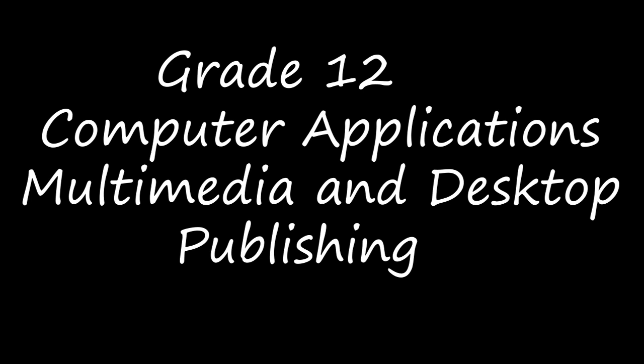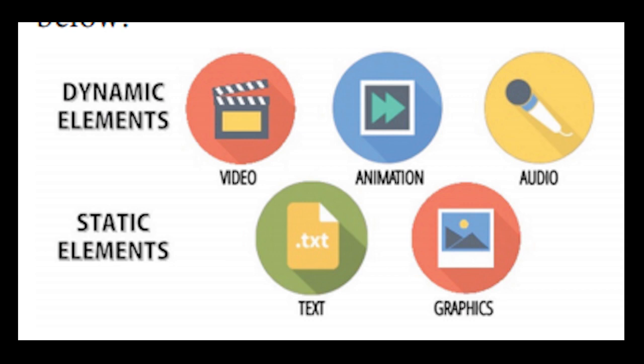First chapter is multimedia and desktop publishing. We saw what is multimedia. From the word itself, we know it is multiple forms of media, multimedia. And we saw about the components of multimedia. It has dynamic elements and static elements. Dynamic elements means video, animation, audio. Static elements means text and graphics. Text and graphics won't change, so they are static elements. Video, animation, audio will be moving or changing, so they are dynamic elements.